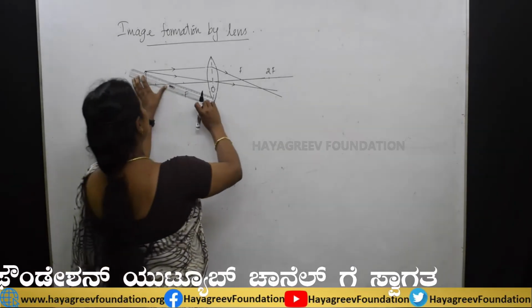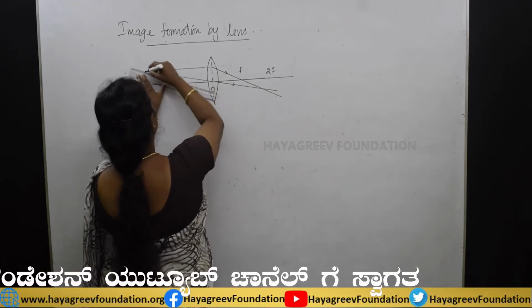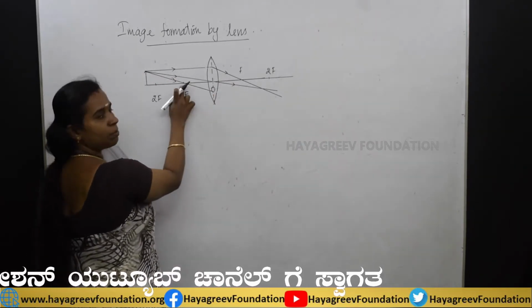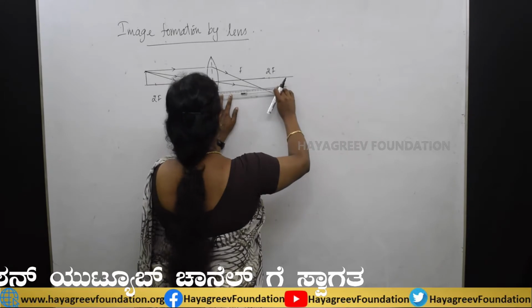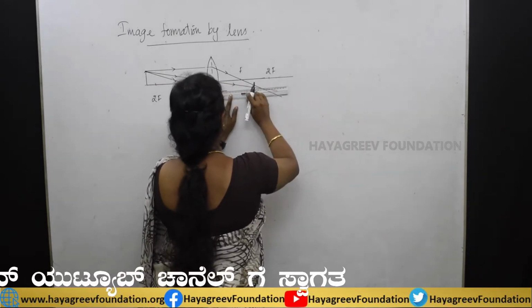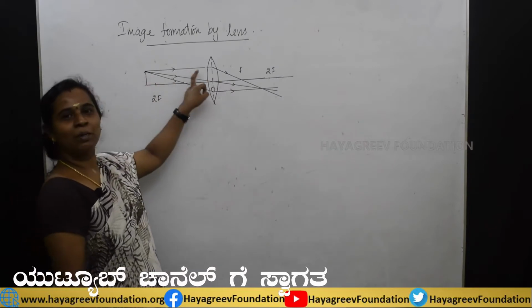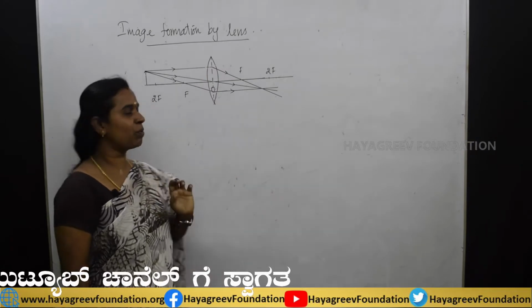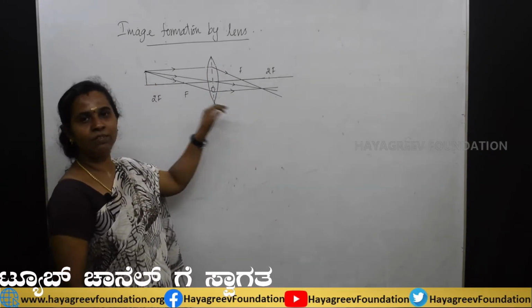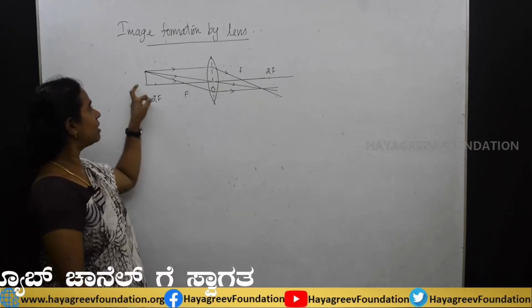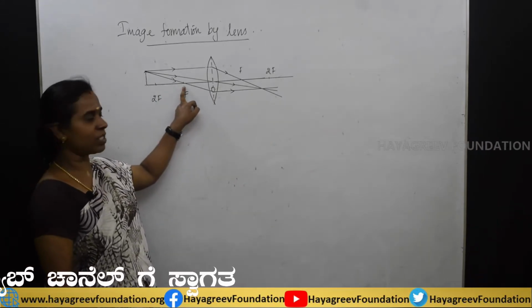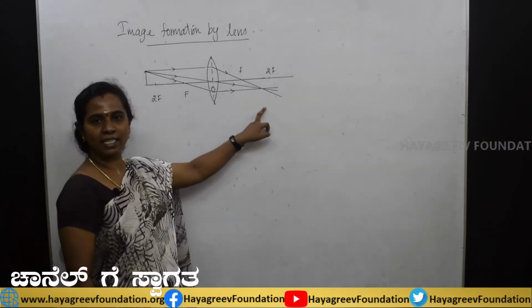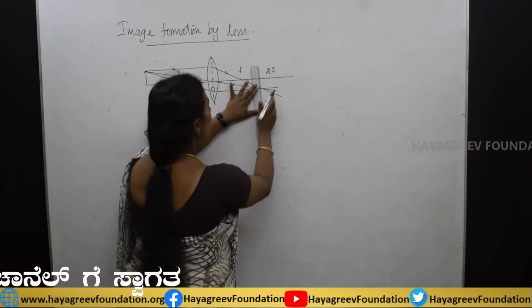The third ray is the one passing through the first principal focus. After refraction it should pass parallel to the principal axis. To recap: the first ray, the parallel ray passing parallel to the principal axis, after refraction passes through the principal focus. The next ray passes through the optic center, without deviation it travels in a straight line. The third ray, passing through the first principal focus, after refraction passes parallel to the principal axis. All the refracted rays are meeting at one point. This is the position of the image.